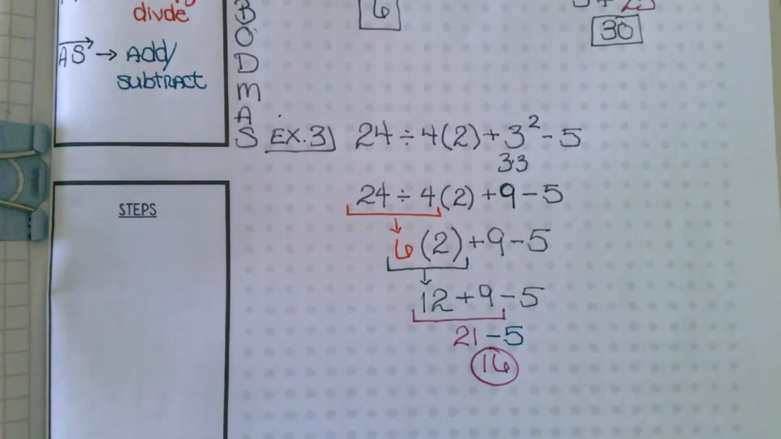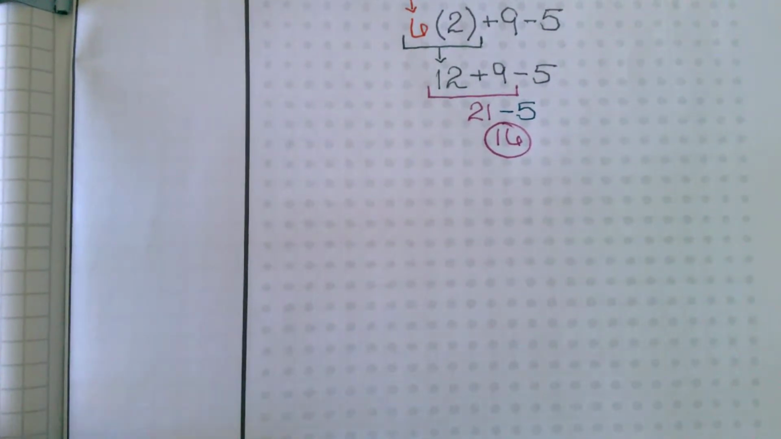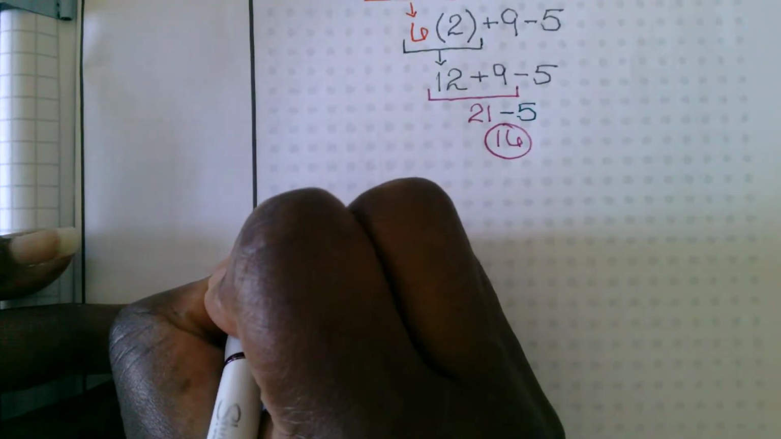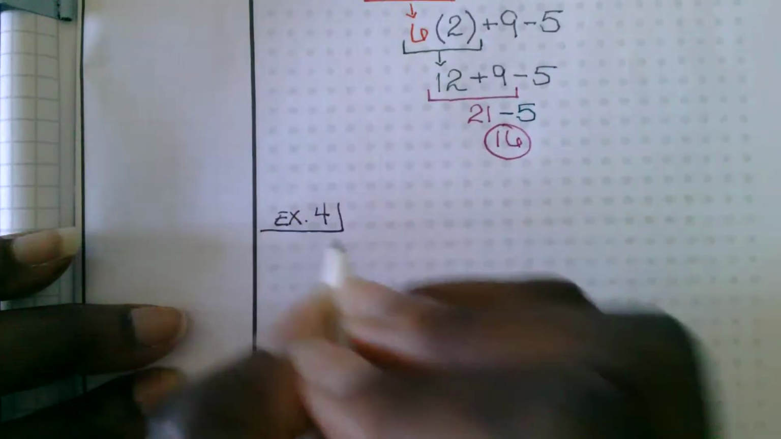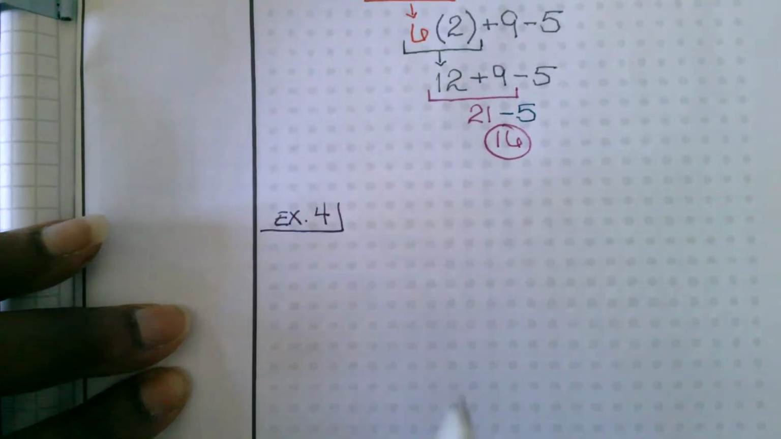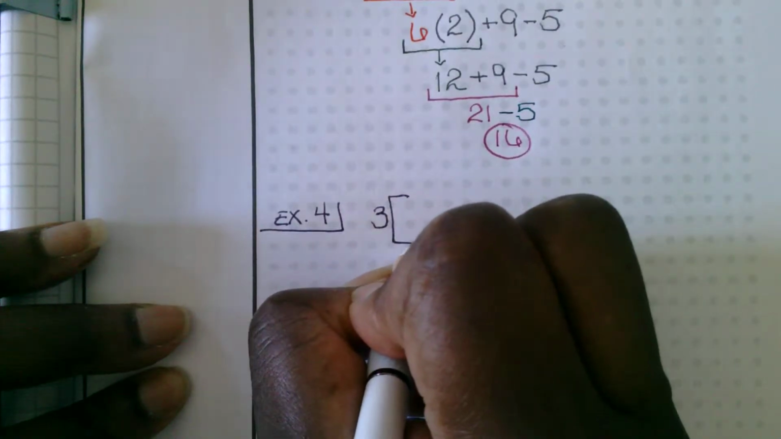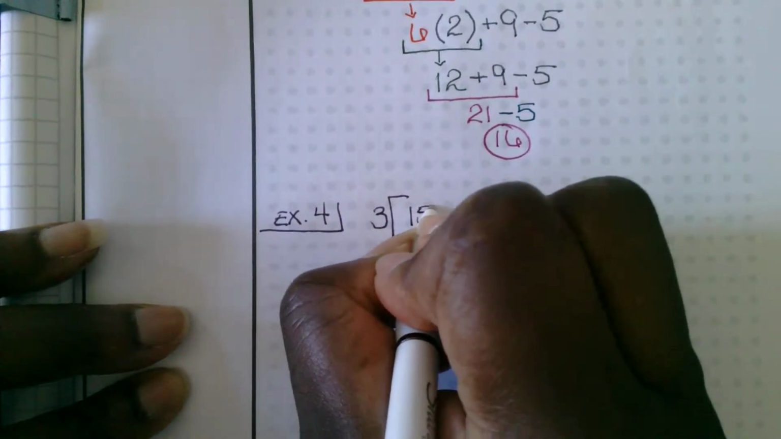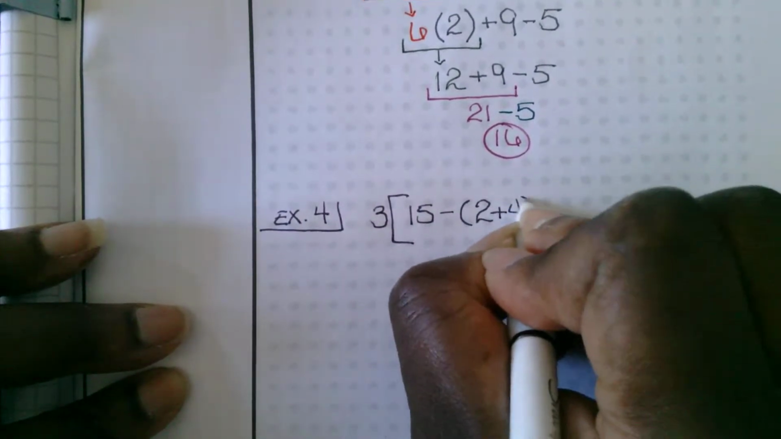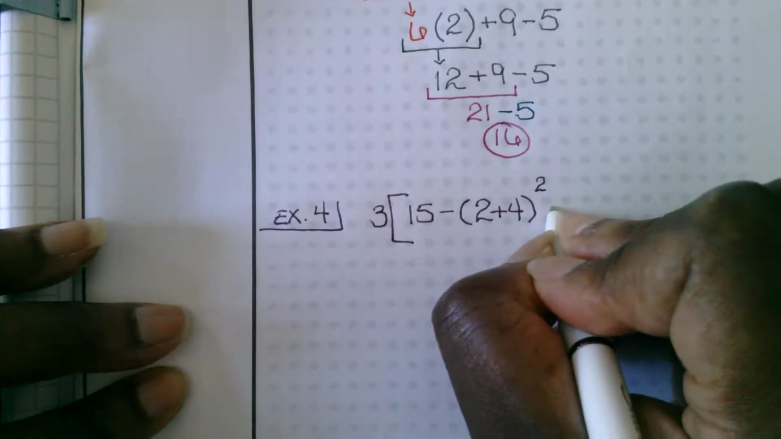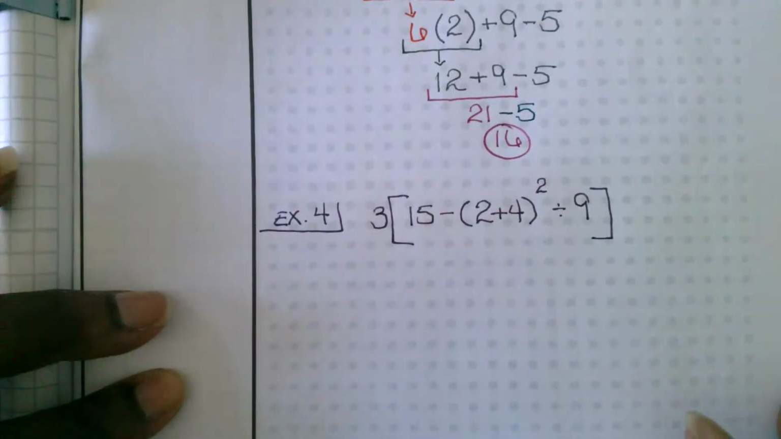All right, let's take another look at another example. So we're going to go with example number 4. Now with example number 4, we have 3 with the bracket, so that's times 15 minus 2 plus 4 squared divided by 9. Close my bracket.